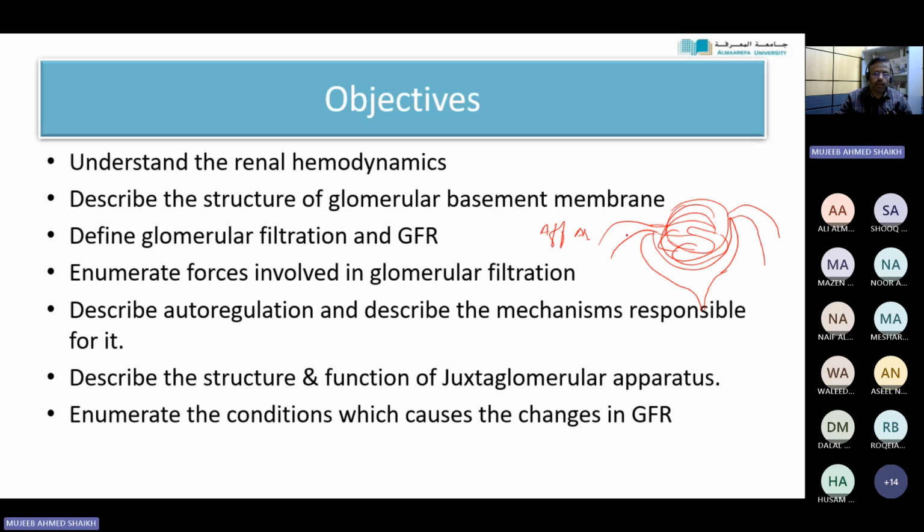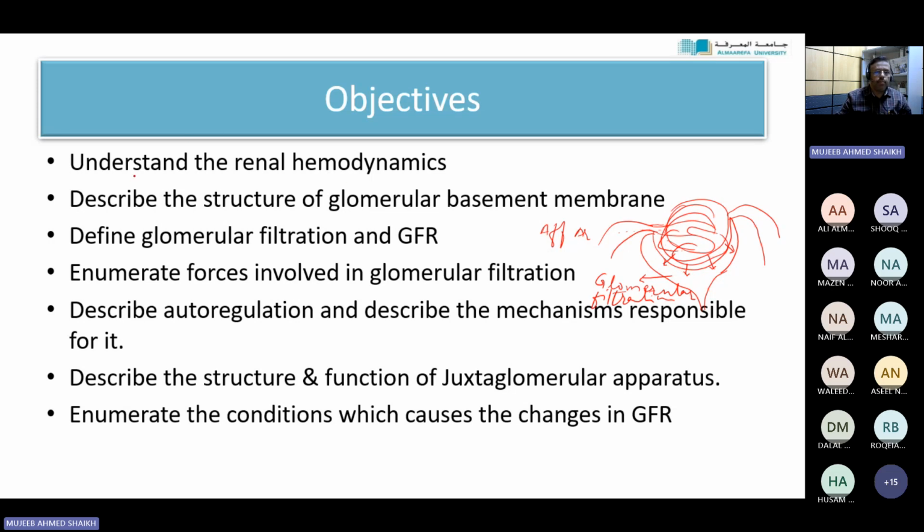So the blood which is coming here is filtered, because you know that capillaries have pores or fenestrations. The blood which is coming here will be filtered. We call it glomerular filtration. So today's lecture is about that filtration only. This is called glomerular filtration.